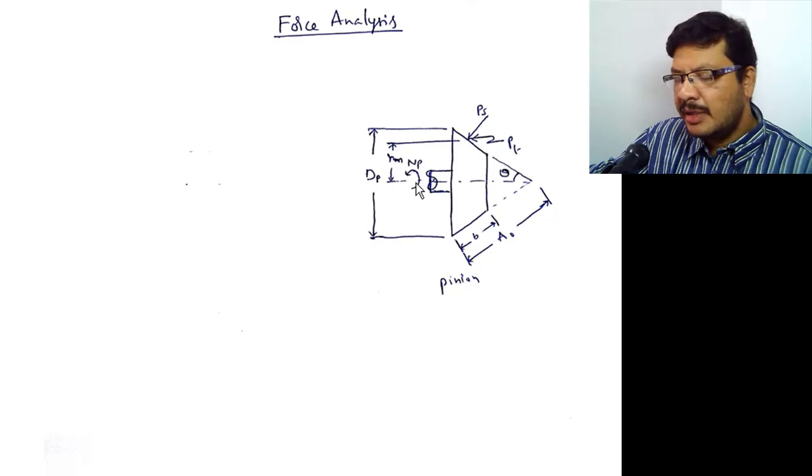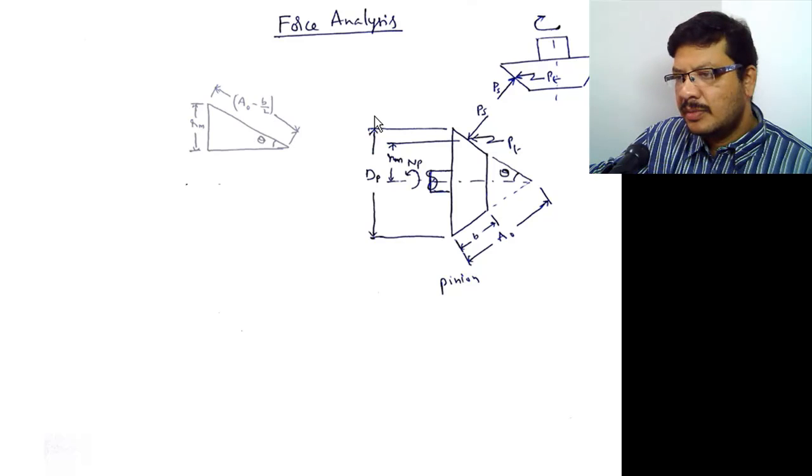Assume that the pinion is rotating in the counterclockwise direction when observed from the left hand side. The other gear wheel is the driven member. The forces acting, separating force and tangential component, are as shown here. To find the Rm value, consider the triangle as shown. Rm is the opposite side. A0 minus B/2. That means from this point to this apex, this distance is A0 minus B/2.